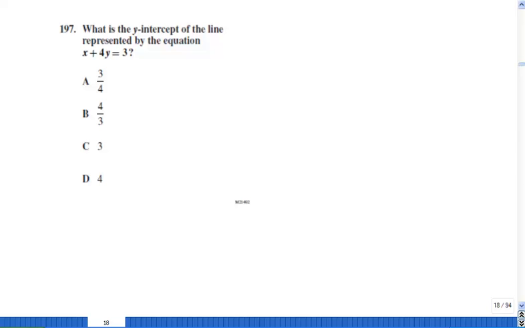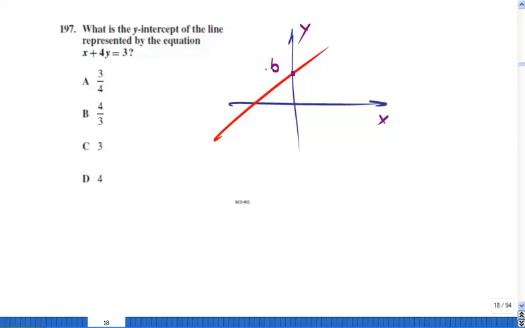What is the y-intercept of the line represented by the equation? You guys remember, the y-intercept is nothing else but the point in which your graph is crossing the y-axis, right? Usually we call that point b. What is the main characteristic of this point? It's the fact that x equals 0. So that point will have its coordinates 0 and b.